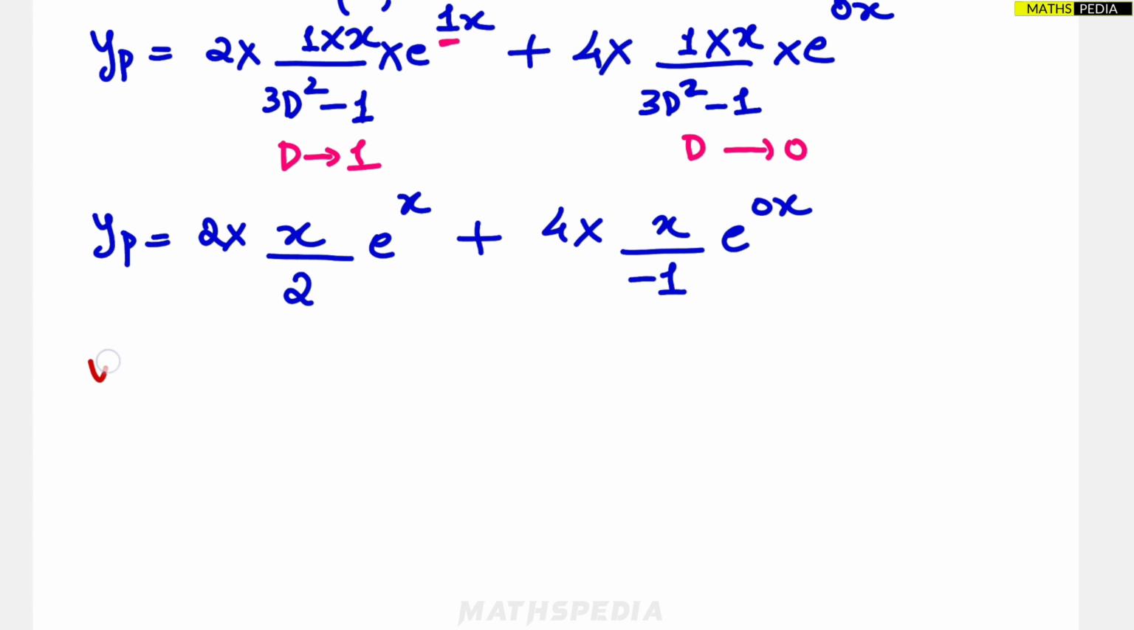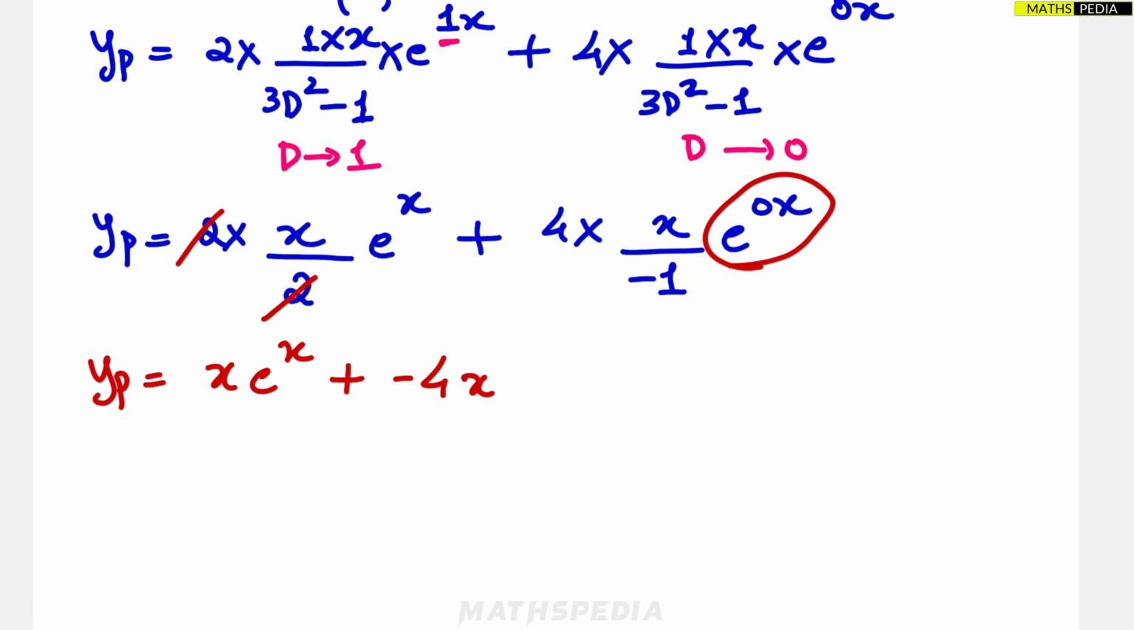So directly you can write the value of yp as what? 2, 2 and 2 cancel. So no need to write 2 here. X e power x plus minus 4 x e power 0x is nothing but 1 only. So we can directly write the answer as what? X e power x minus 4x. Okay, this is yp value.